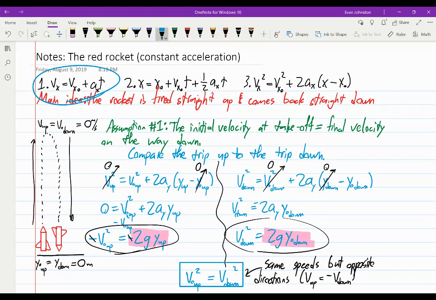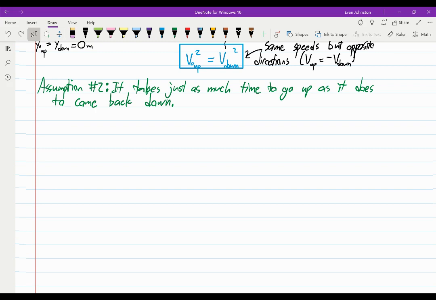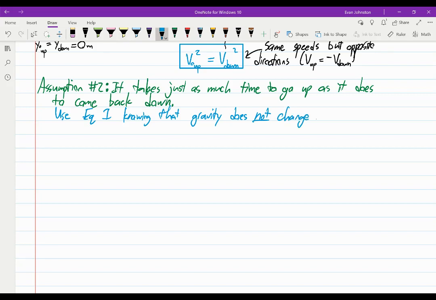So we're going to use this guy. This is the easier equation, I think. I think this is really the easiest of these 3 that we always have to use. So we'll use equation 1, knowing that gravity does not change. Okay, so I'll split our page again here, and maybe we have like 5, 6 lines, something like that. And so we'll start for the up trip over here, as we just did earlier.